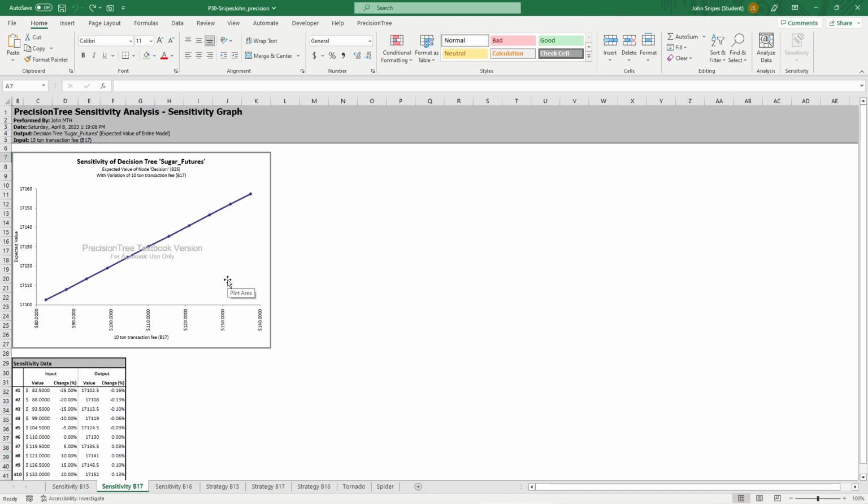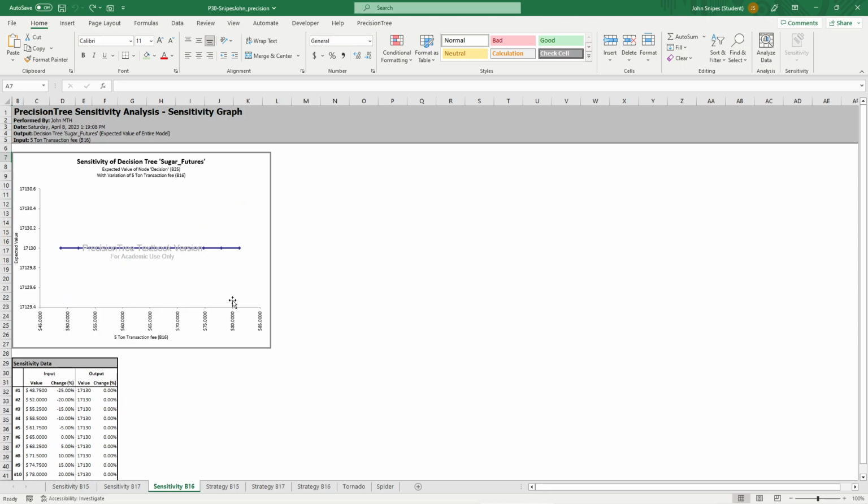And then here's the 10-ton transaction fee. It's got a pretty linear effect overall. And then the last one is the 5-ton transaction fee, which again, because that option is never used in this model, has no effect on the price, so it stays relatively flat.